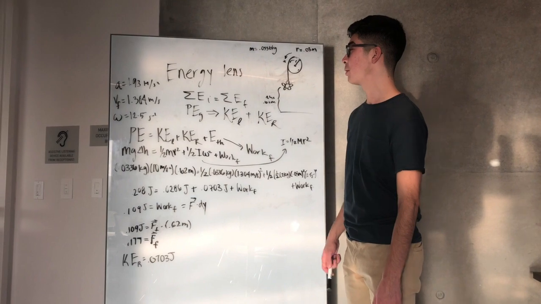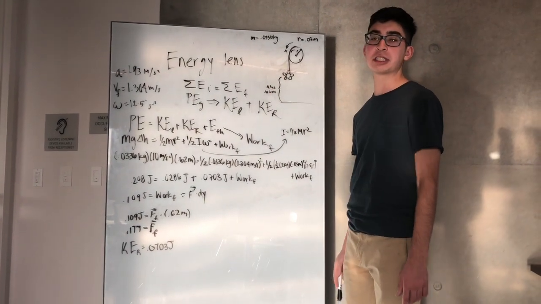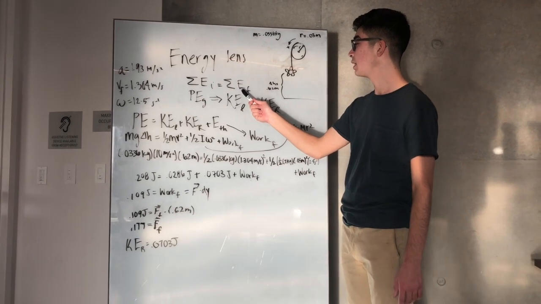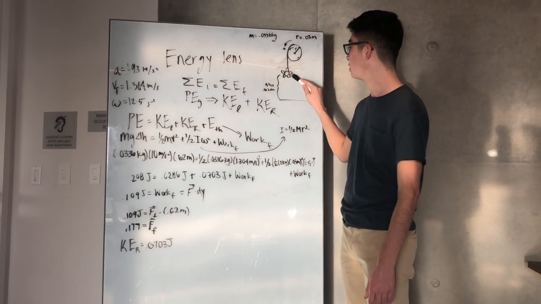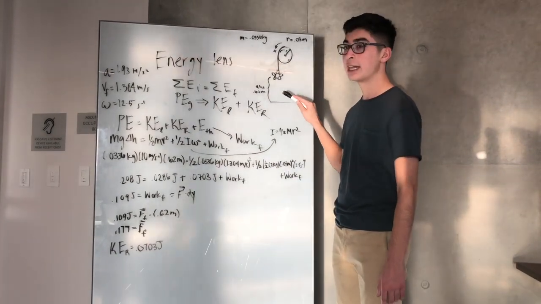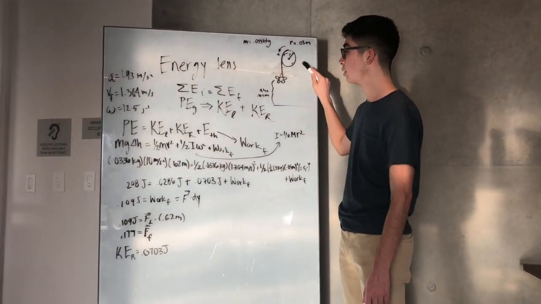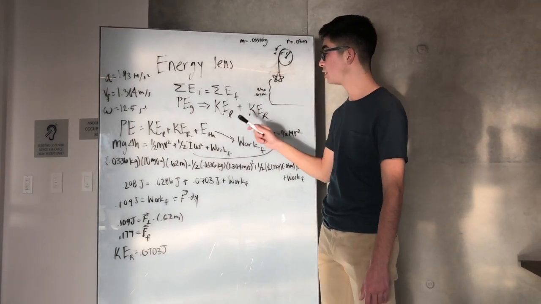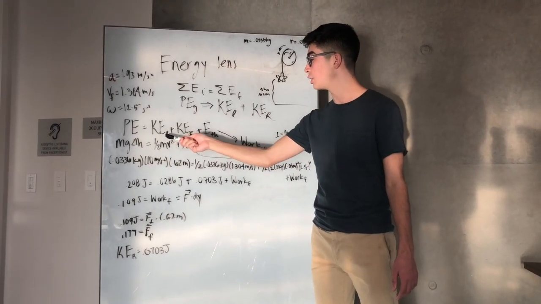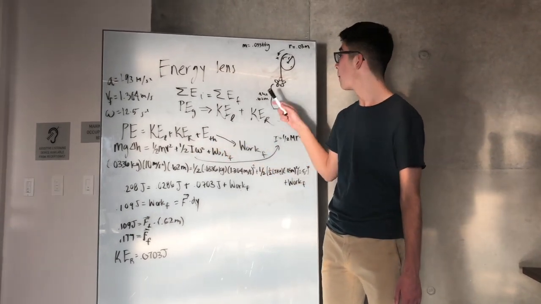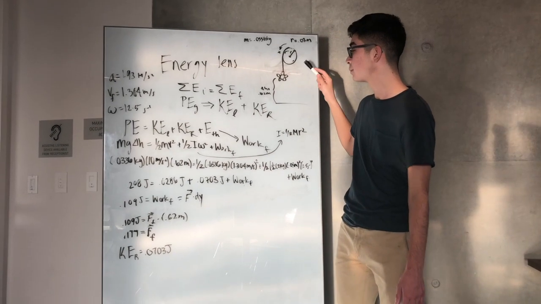So we decided to approach this problem with an energy lens because we know energy is always conserved. We know the sum of the initial energy is equal to the sum of the final energies, and that the potential energy in the highlighter is transformed into linear kinetic energy of the highlighter and the rotational kinetic energy of the wheel. So we know that the potential energy of the highlighter is equal to the linear kinetic energy plus the rotational kinetic energy plus the thermal energy produced by friction on the wheel.